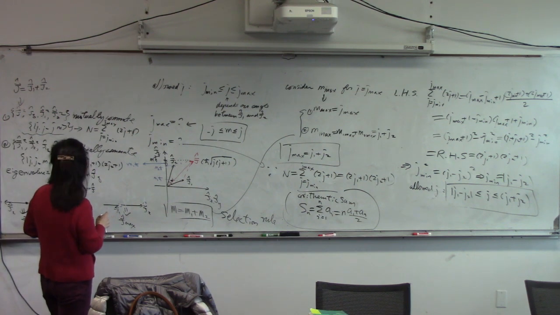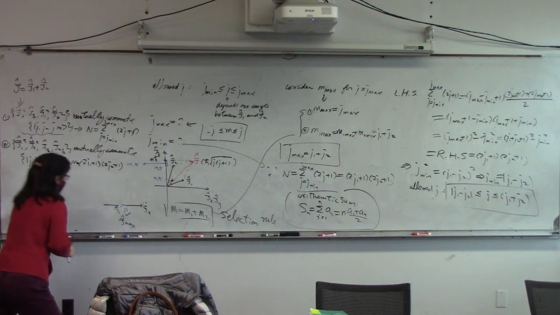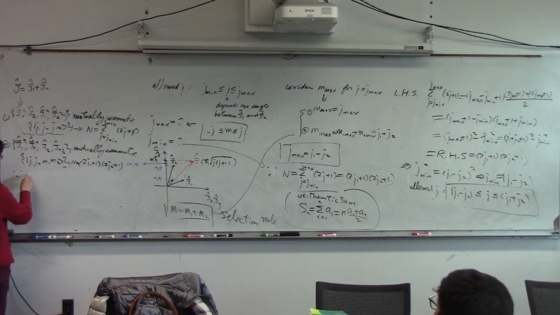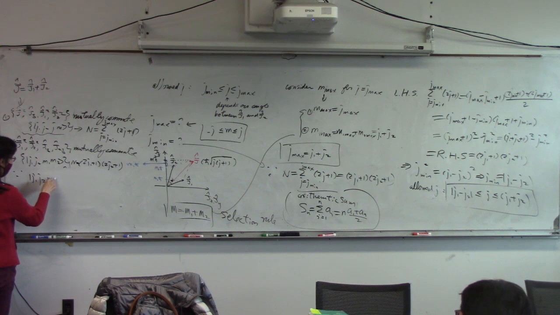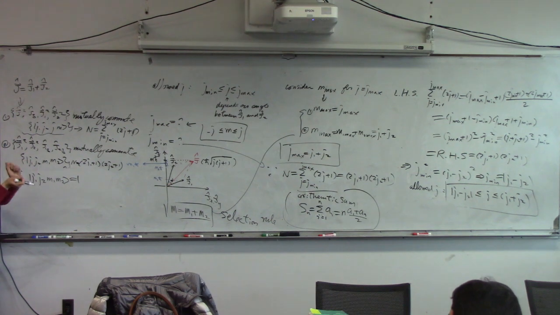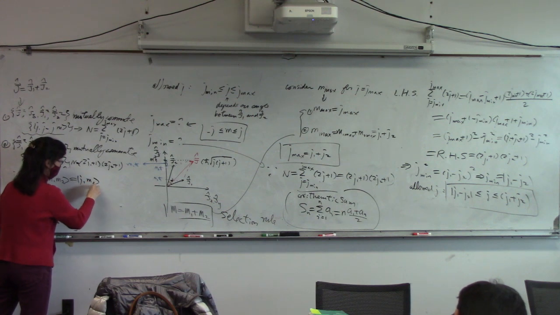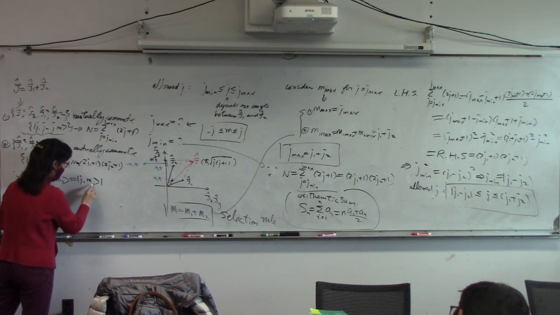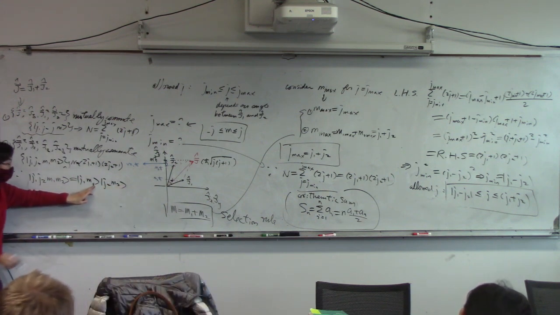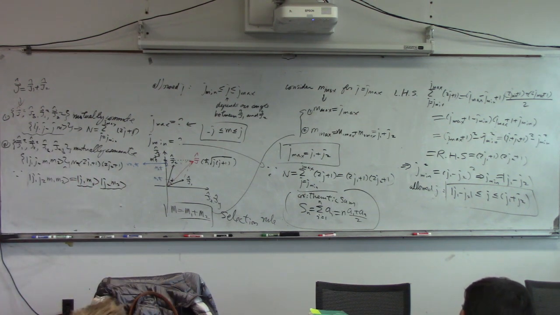Since each individual j1, j2, we are assuming they are independent in two different subspaces, I can do the direct product. This one is equivalent to this, and this is each individual eigenstate of the individual angular momentum.